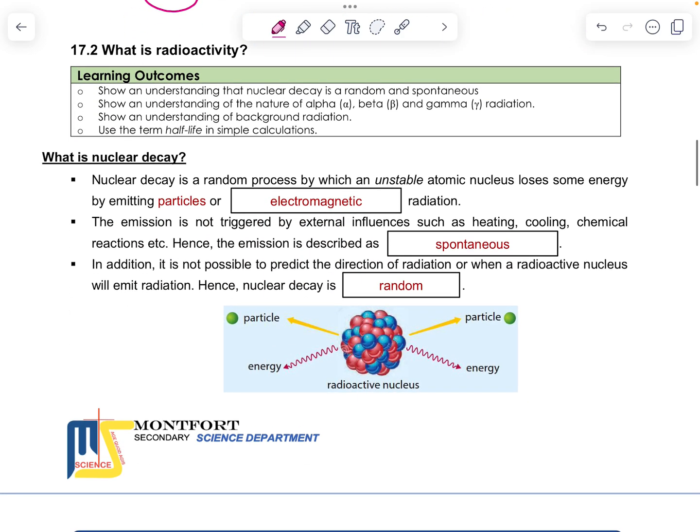Okay, what is radioactive decay? It's the random process by which an unstable nucleus loses energy by emitting alpha particles, beta particles, or EM radiation in the form of gamma rays. This process is spontaneous, meaning it's not triggered by external influences, and it's random because you cannot predict the direction of radiation or when it will occur.